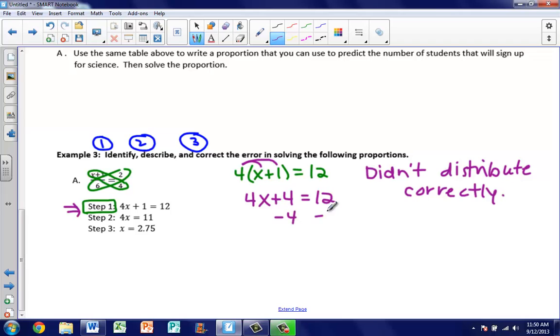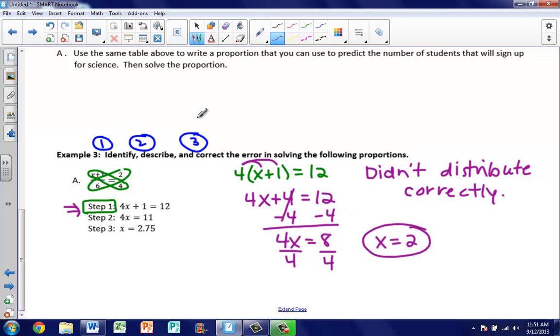So now we have a nice 2-step equation where we would subtract 4 from both sides. So 4x is going to equal 8. Divide both sides by 4, so x equals 2. You have completely answered the question. We picked out the error, identified it, described it, and corrected it by solving it the right way.